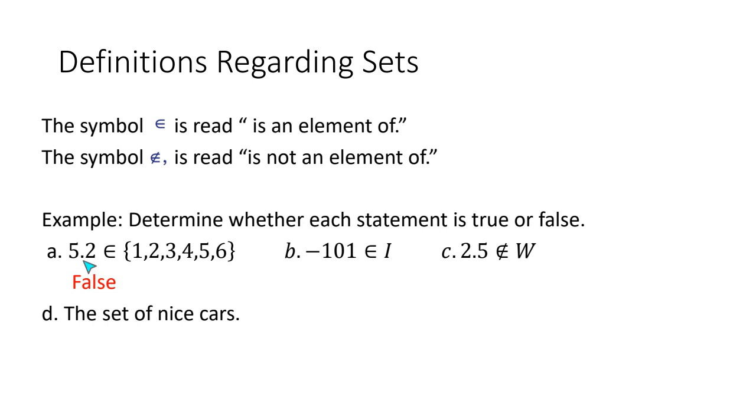Now let's look at letter B. Negative 101 is an element of I. First we need to figure out, what is I? Remember earlier we said that I was the set of all negative numbers, I'm just going to put NEG for negative, 0, and all the positive numbers. Those are your integers. So I stands for integers.